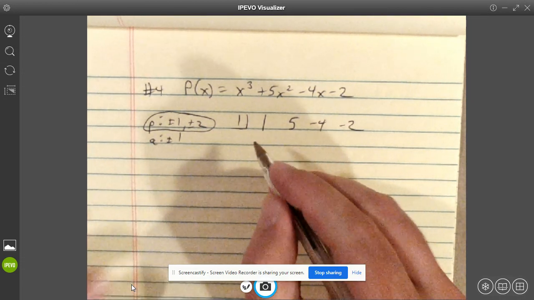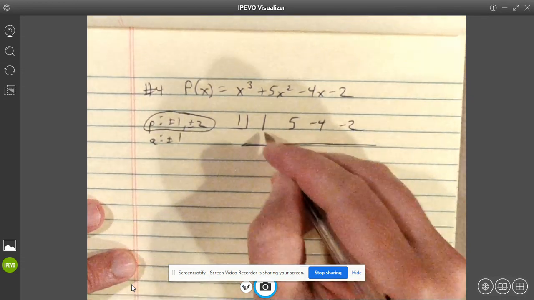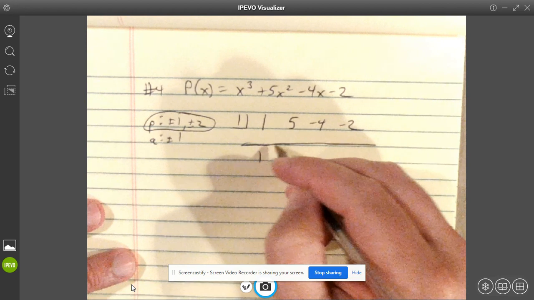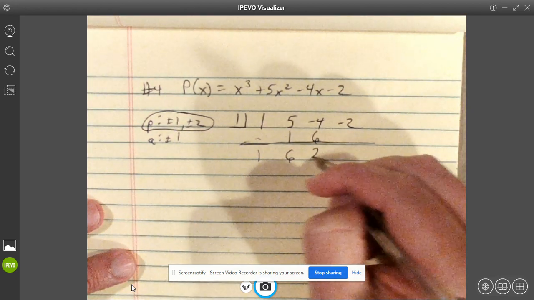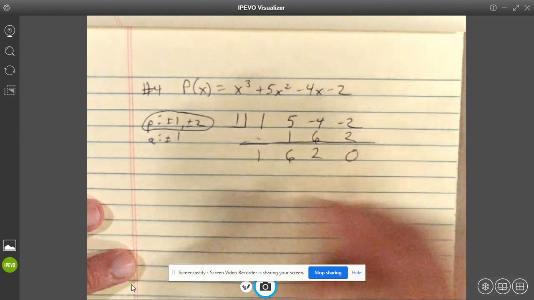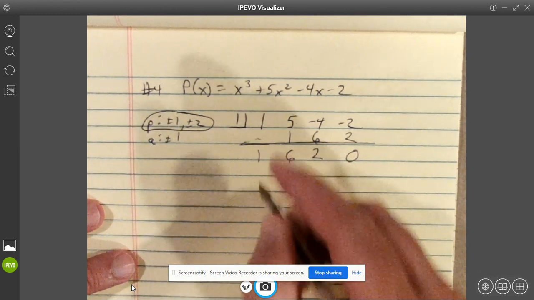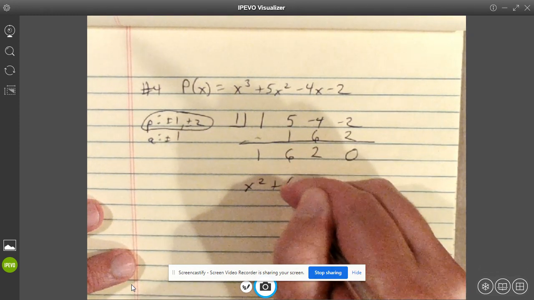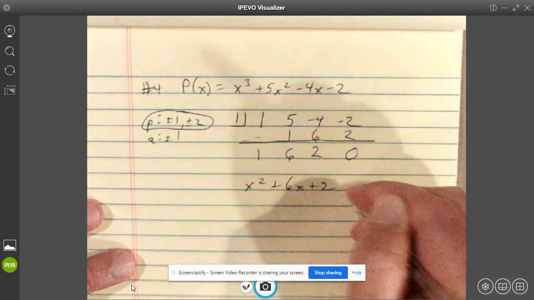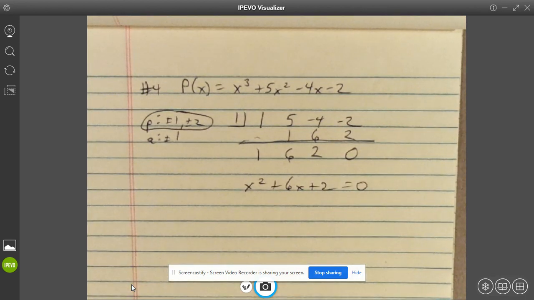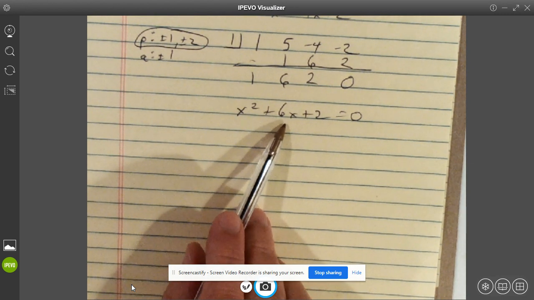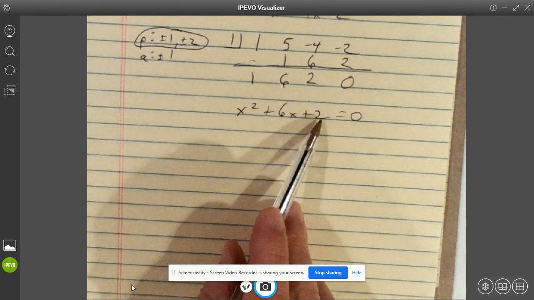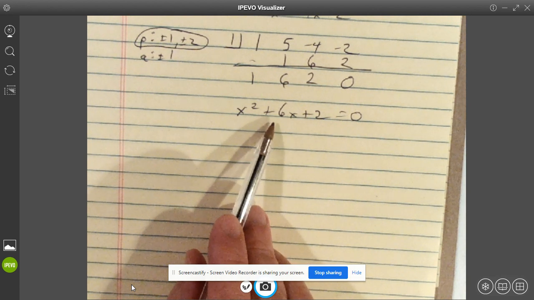All right, the graph tells me that it should. So again, we add and then multiply, add and multiply, add and multiply and add. So yeah, it did give me that remainder of 0. And what I've got left is x squared plus 6x plus 2. And this is just kind of what I guessed from the graph. All right, I'm not going to be able to factor this. There are no factors of 2 that add up to 6.